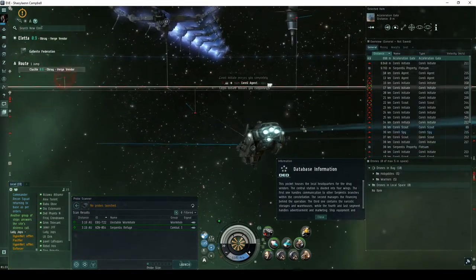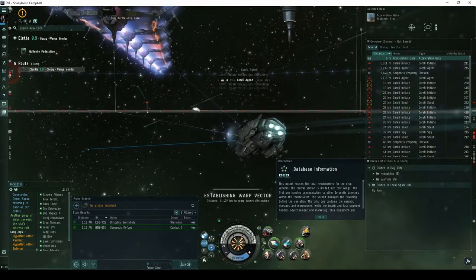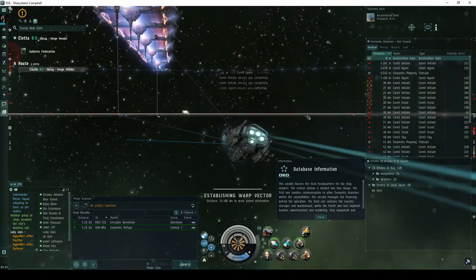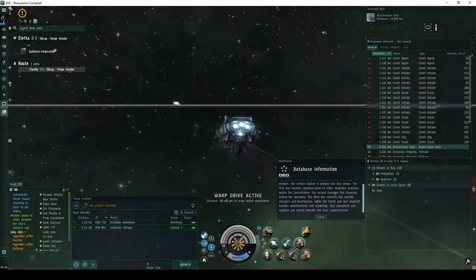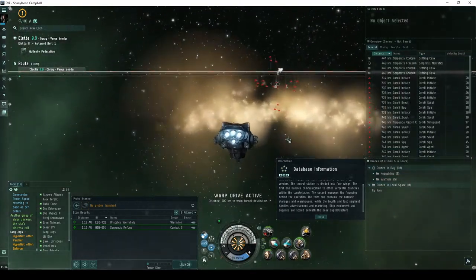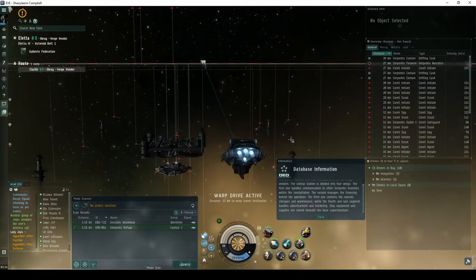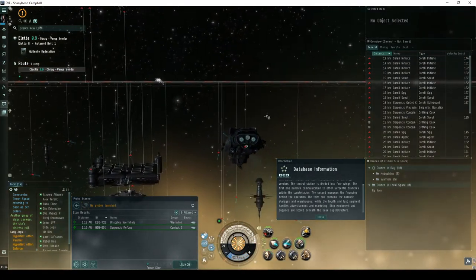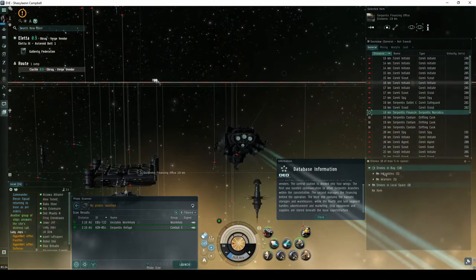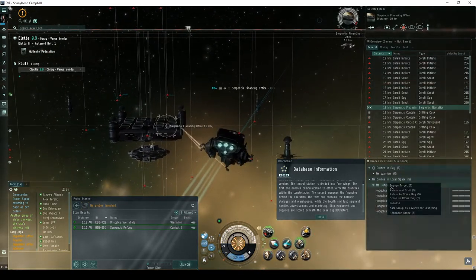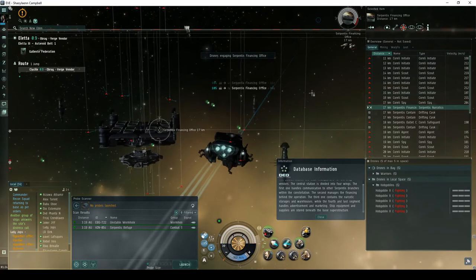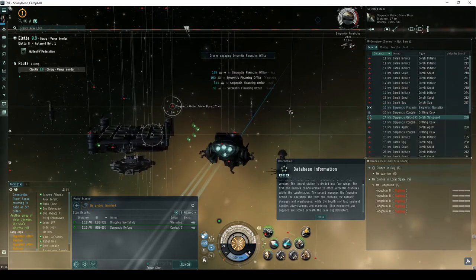This pocket houses the local headquarters for the drug vendors. The central station is divided into 4 wings. The first one handles communication to other Serpentis branches within the constellation. The second manages the financing behind the operation. The third one contains the narcotic storages and warehouses, while the fourth and last segment handles advertisement and marketing. Ship equipment and supplies are stored beneath the base superstructure.